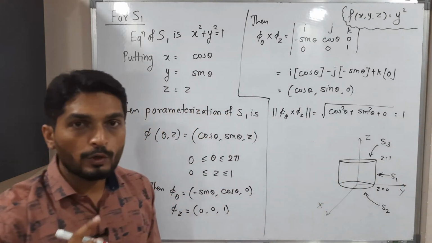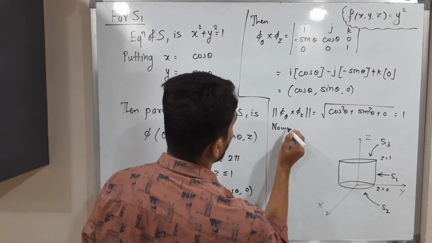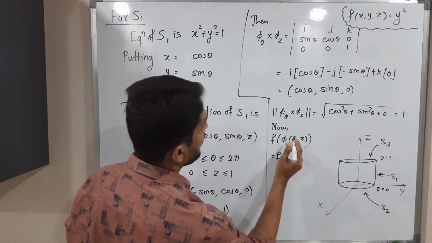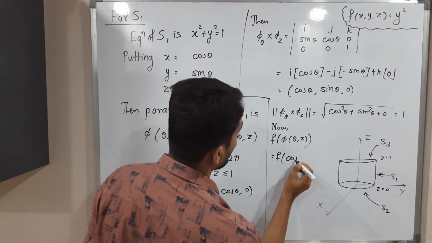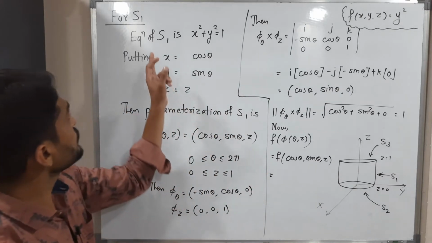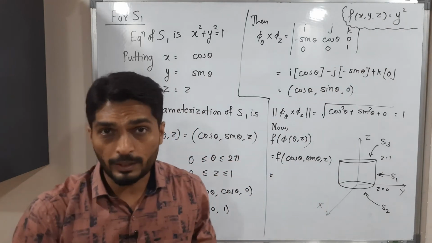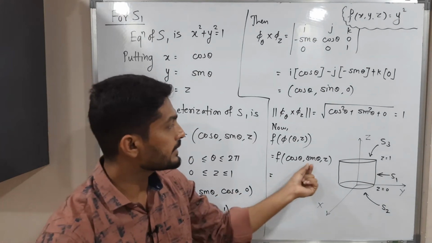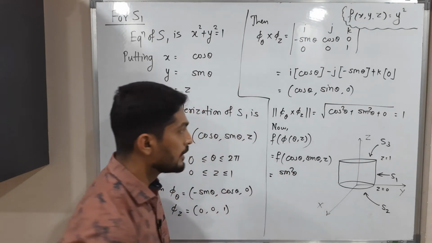We also want one more thing, that is f of phi of theta, z. Let me put the value of phi here. What is the value of phi? Cos theta, sin theta, z. So this is equal to, by the definition of f, which I have written here, y square. Y square means whatever the second coordinate is, we take its square. Here the second coordinate is sin theta, so its square will be sin square theta. That's it. So everything is ready now.